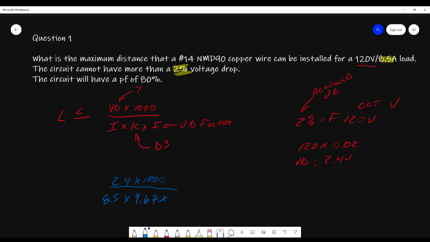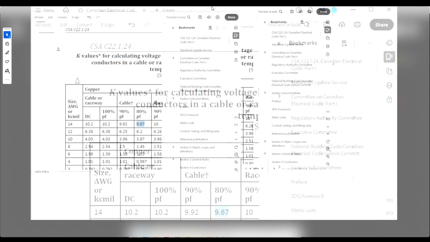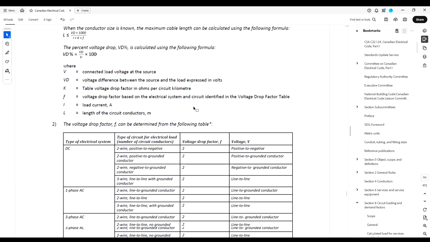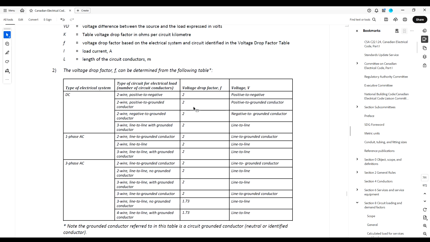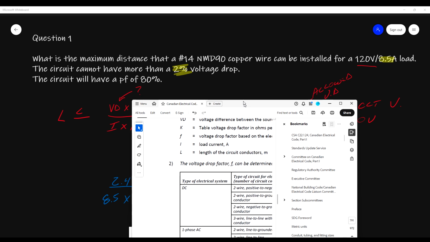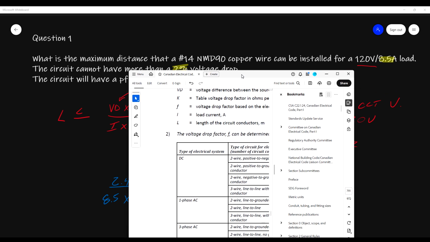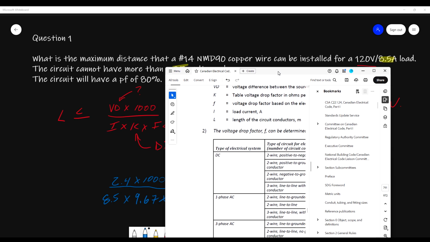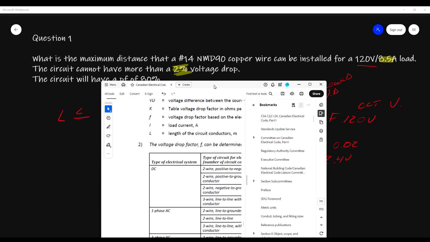Okay, so if I go back to here, and I'm just going to keep dragging this back because it's a lot clearer. That's this chart here. Right? We have a 14.2 NMD90. I know it's a 2 conductor because it's just a 120 volt circuit. Let's just assume a 14-2.